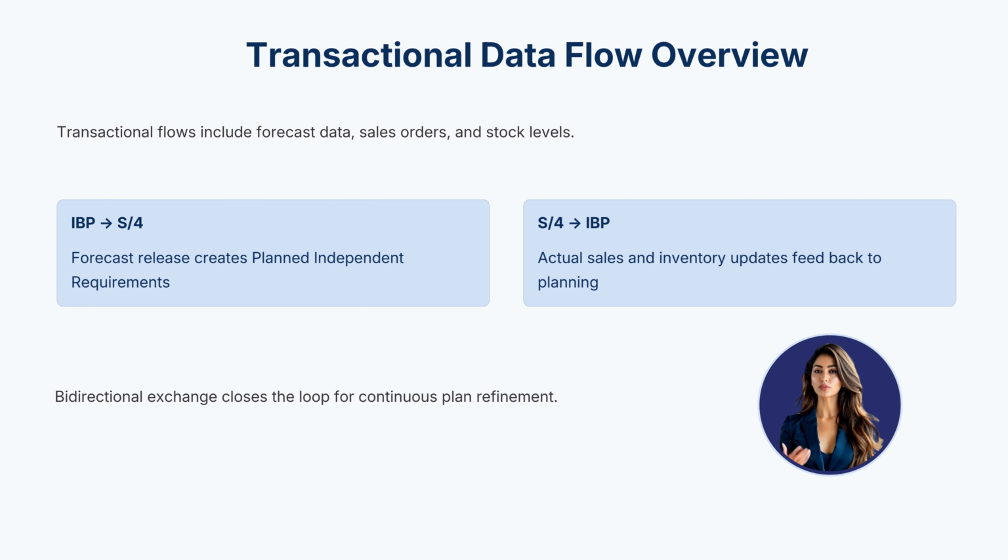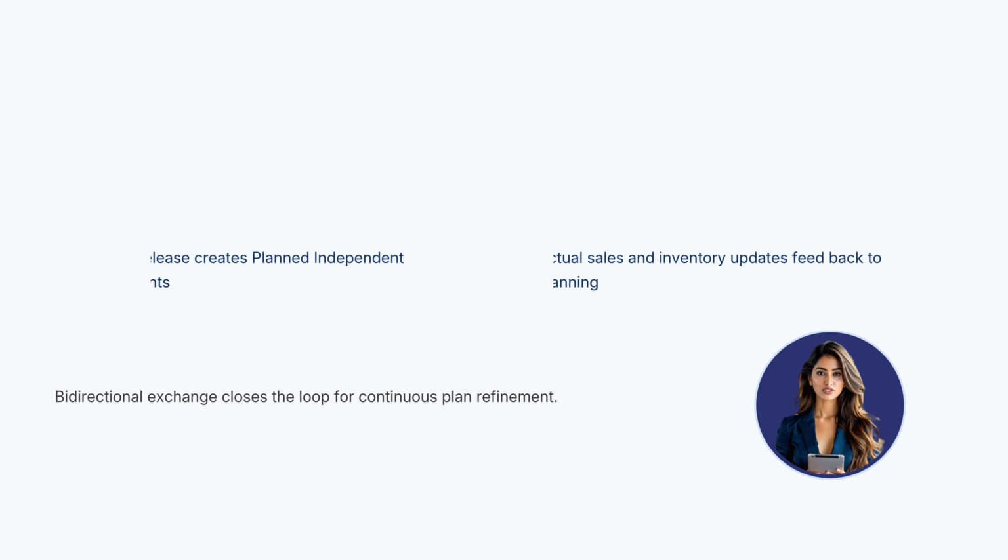Transactional data flow overview. Transactional data includes forecasts, sales orders, and stock levels. The flow is bidirectional. Forecasts move from IBP to S4, while sales and inventory move back from S4 to IBP. This two-way process ensures planners always see the latest demand and supply picture, driving real-time responsiveness.